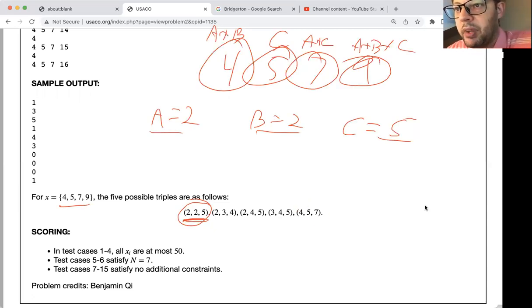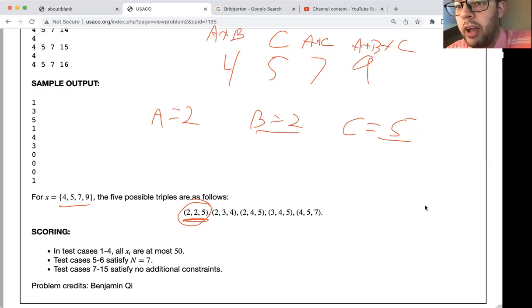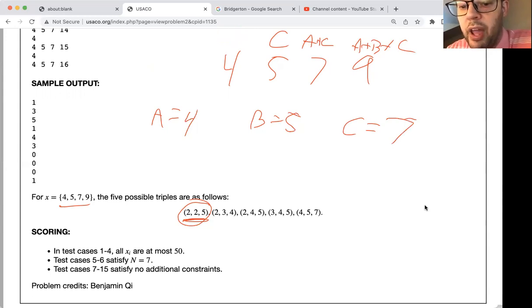Also, though, 4, 5, 7. Let me back up and clean this up a little bit. Okay, so here we go. In this case, the 4 in the provided numbers was generated by A plus B. But there are other triples that will work. For example, I could have 4, 5, and 7, where A is 4, B is 5, and C is 7. So now, instead of that 4 being A plus B, this 4 is just A. Instead of that 5 being C, it's B. Instead of that 7 being A plus C, it's C.